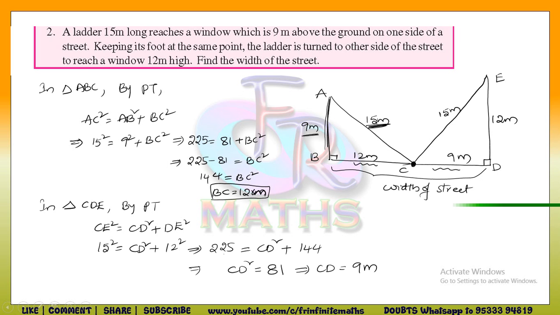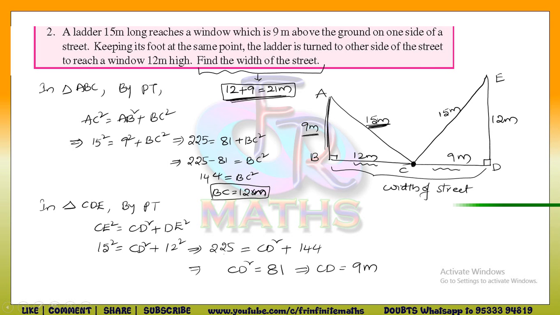So finally what is the width of the street? The width of the street is nothing but 12 plus 9. So from this what I can say, this width of the street is nothing but 12 meters plus 9 meters, which is equal to 21 meters. So this is nothing but my answer for this question.